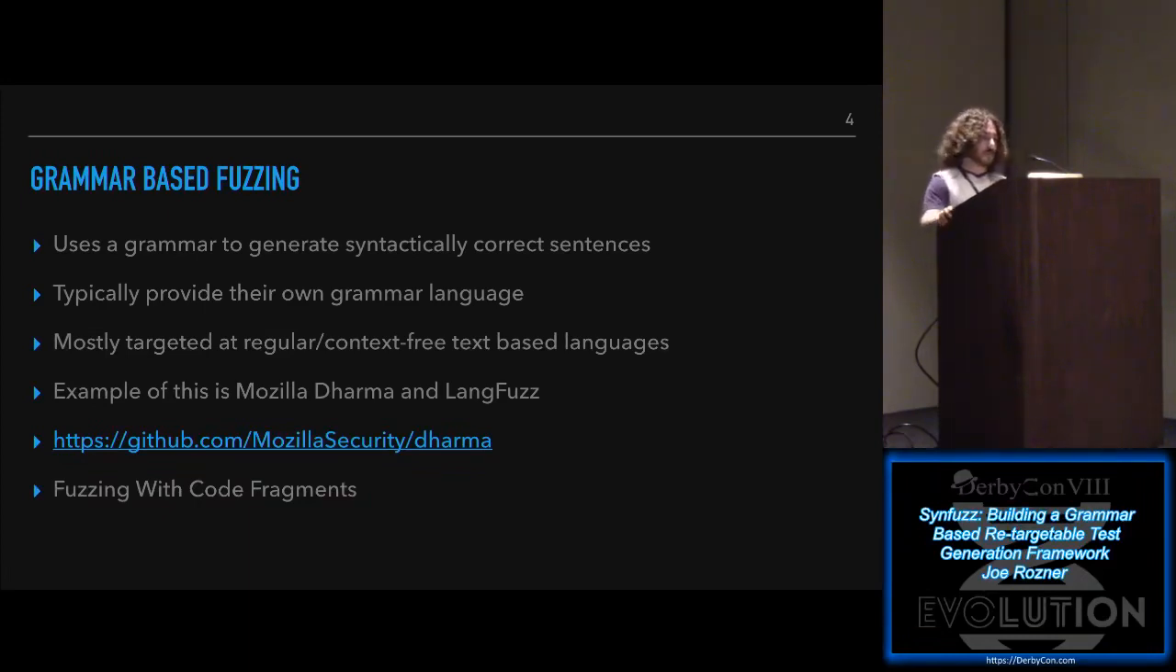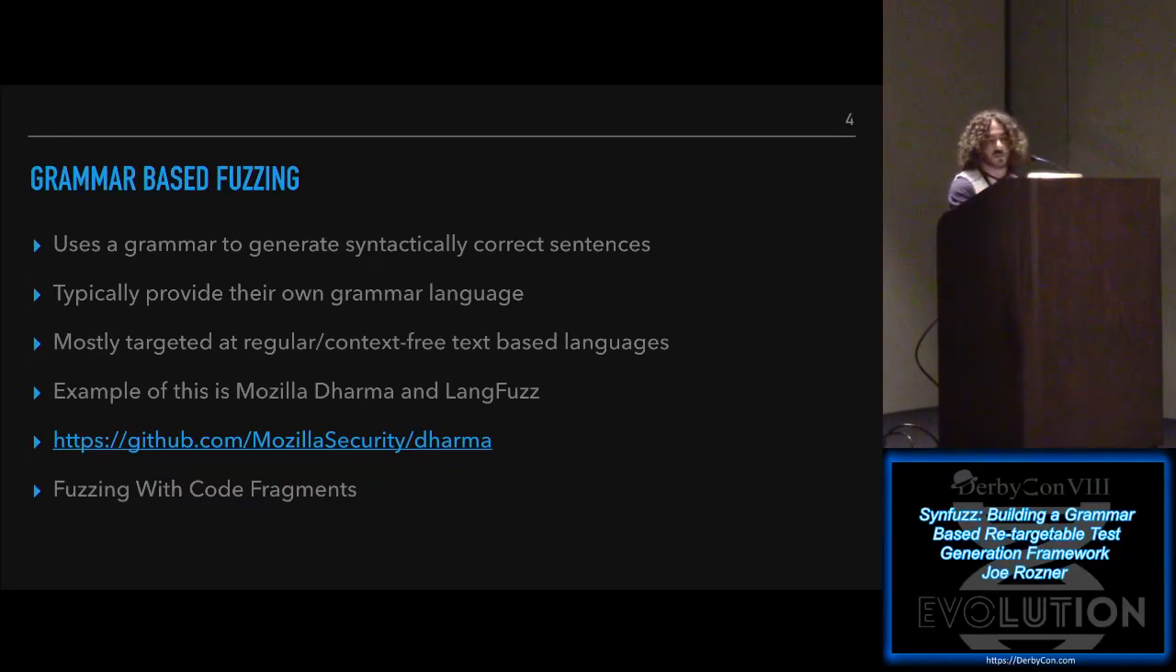you typically, for the tools out there, need to end up rewriting a lot of these grammars in the very specific language that the tool expects. Examples of tools that do this are Mozilla Dharma, which is an open source project that they use for testing browsers, so for HTML, CSS, JavaScript. There's also a really great paper called Fuzzing with Code Fragments that introduced a tool called LangFuzz, also out of Mozilla. This is not open source, and as far as I know, it's not available generally.